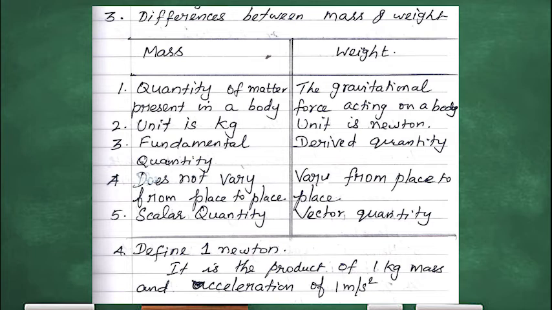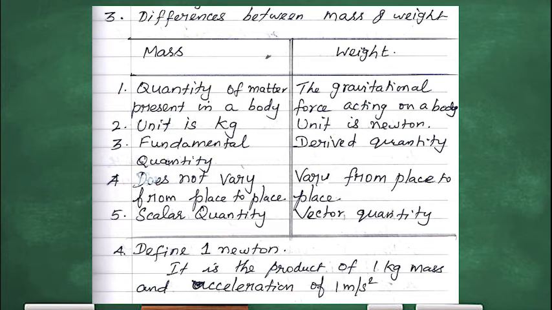Okay, come to weight. Weight is a force, gravitational force. Its unit is Newton. It is a derived quantity. Next, it varies from place to place. Again, it is a vector quantity. Vector quantity means it has a direction. Okay, then this question and answer is over.